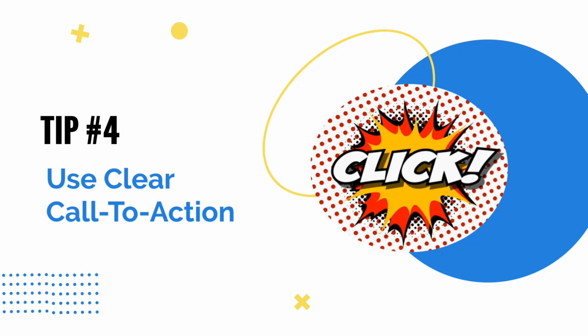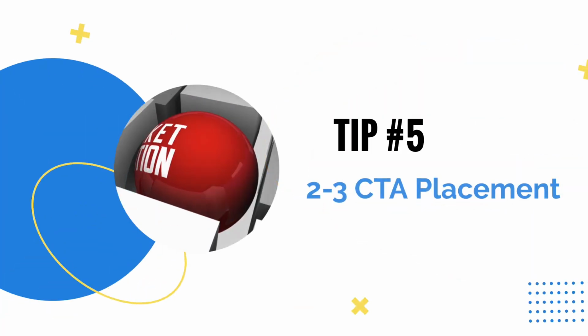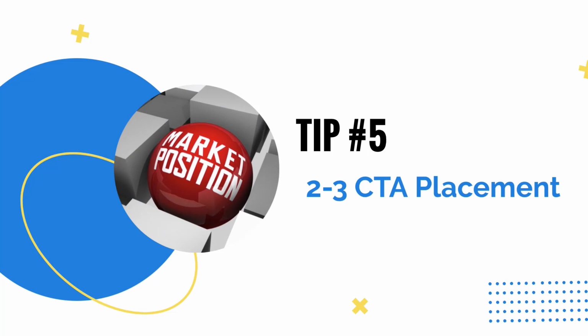Now the fifth tip is, if you are using a long form copy, you want to make sure that you have your call to action placed in more than one place. So you don't just want to have your call to action at the end of your ad copy, because people that are reading your ad copy, they are different people. We are wired in different ways.